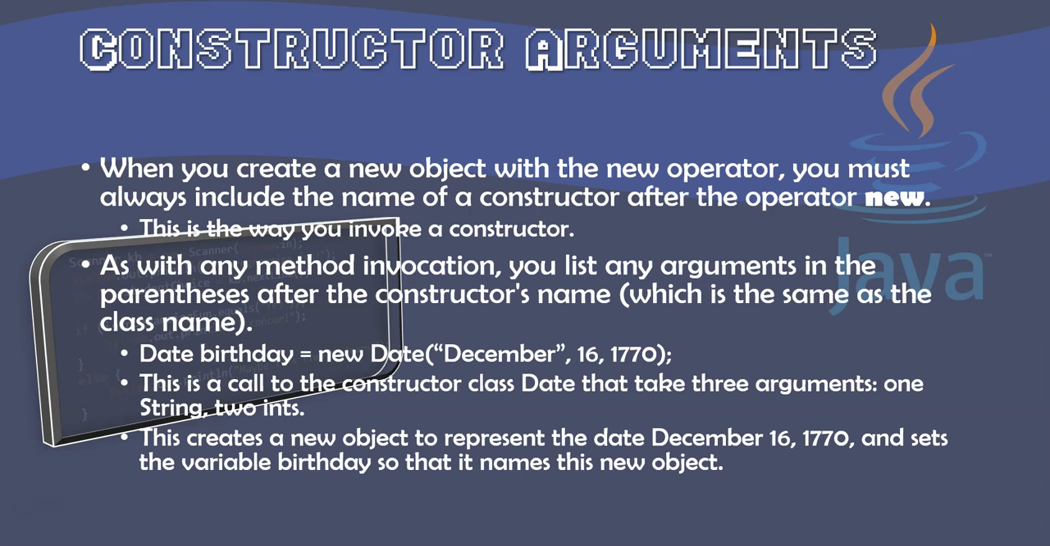So for example, Date birthday = new Date("December", 16, 1770). This example would be a call to the constructor of class Date that takes 3 arguments. You have 1 string and 2 ints. This creates a new object to represent the date December 16th, 1770, and sets the variable birthday so that it names this new object.